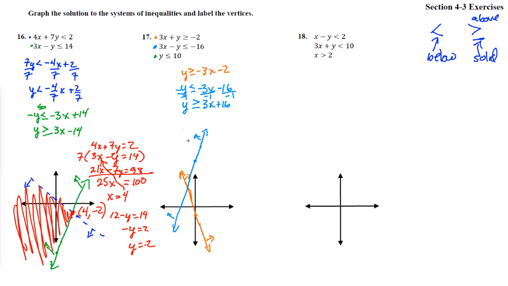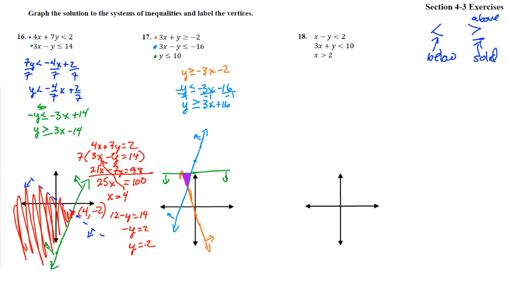Y is less than or equal to 10. So 10 is somewhere up here, and we graph y equals 10. And of course, less than would be down. All right, so put all those together, and it looks like we are right here in this little section where all three of those areas cross. We're below the green, to the left or up of the blue line, and up of the orange line.